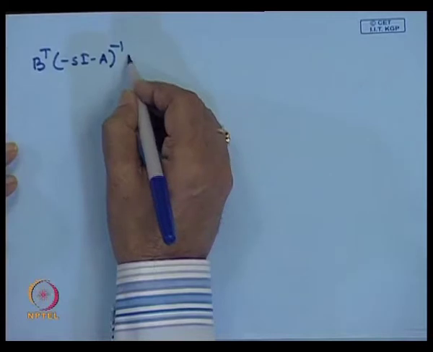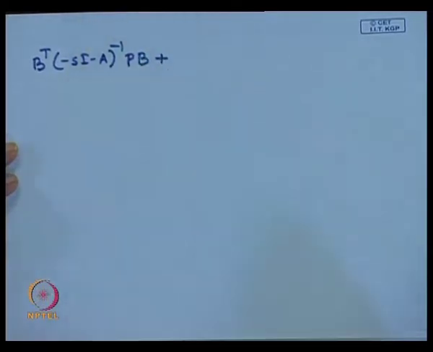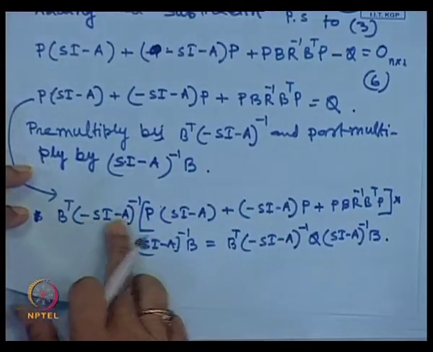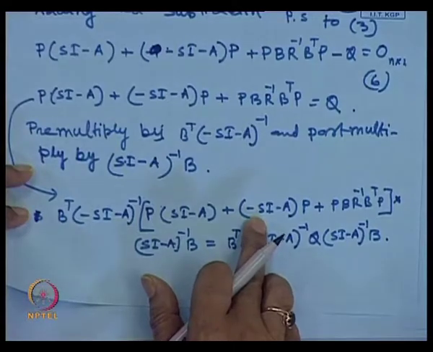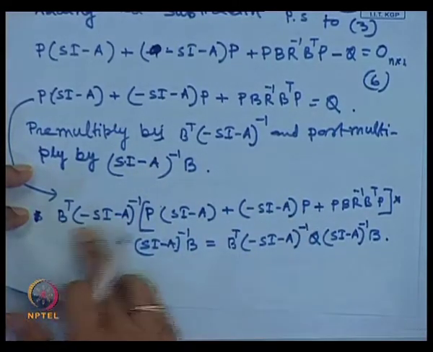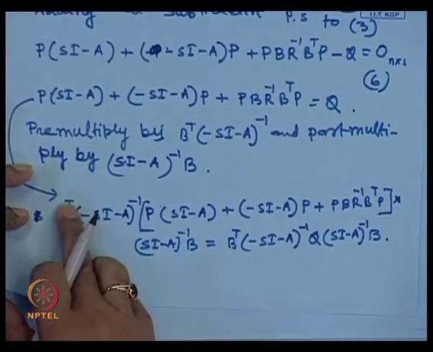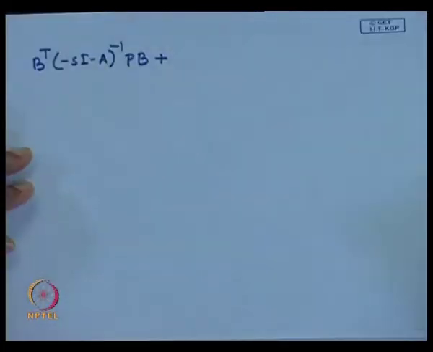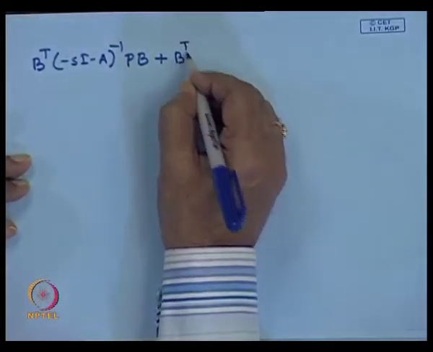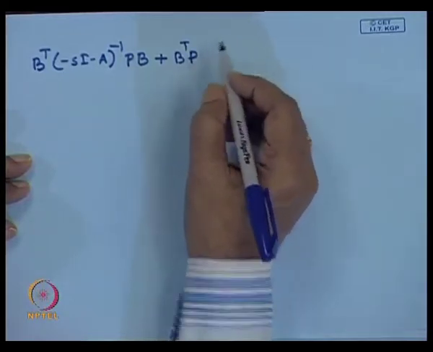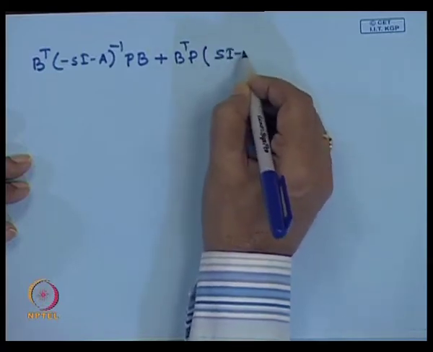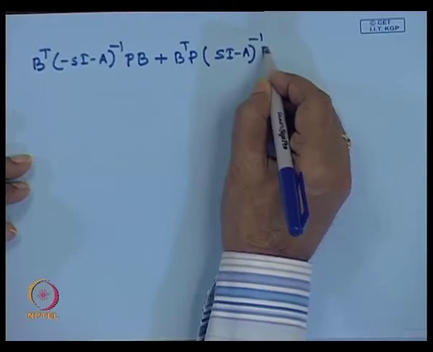So, this will be P B only, plus, see that one, this multiplied by this: (sI minus A) whole inverse multiplied by (sI minus A). So, that will be identity matrix. So, it will be B transpose P into (sI minus A) inverse B. So, B transpose P, P is symmetric, agree. So, B transpose P into (sI minus A) whole inverse B, agree.